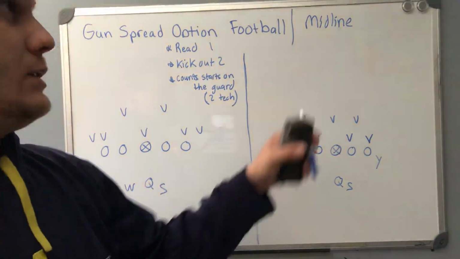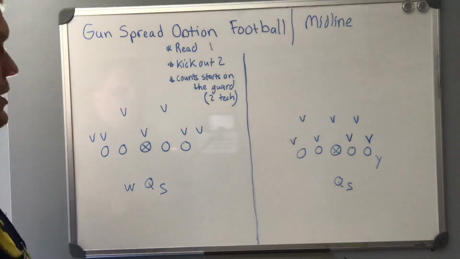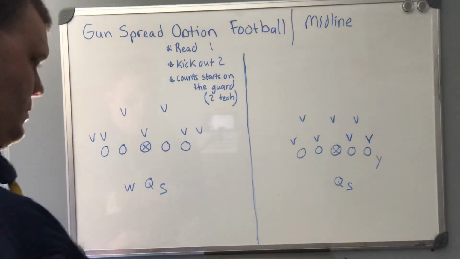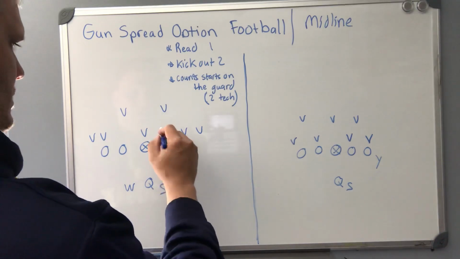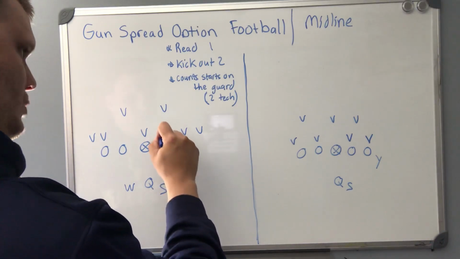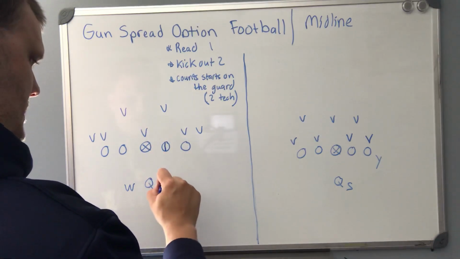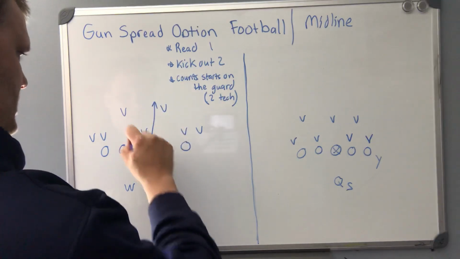The next one I want to talk about is the concept of midline. And here, again, we're going to identify the 1 and the 2 and what we're going to do with that. The count always starts head up on the guard. If he's inside, if he's in a 2-eye, we don't run the midline, because midline's track is right here, right off that center.